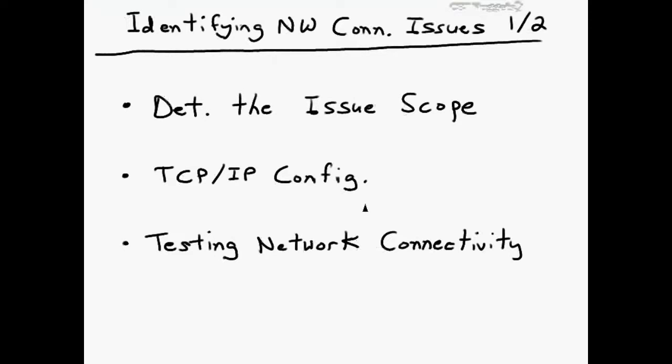Identifying Network Connectivity Issues, Part 1 of 2 review. In this nugget, we spent quite a bit of time on the mechanics of TCP/IP configuration and diagnostics in Windows 7. We first looked from a holistic level at strategies for approaching network issues. In particular, determining the issue scope. Is the scope just constrained to a single workstation, multiple workstations? And then we looked at that split-half troubleshooting model.